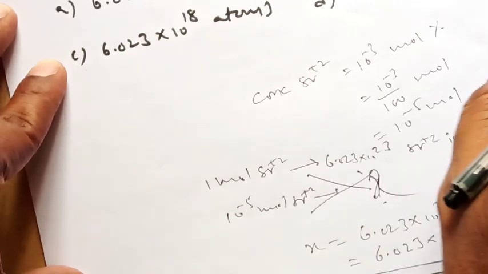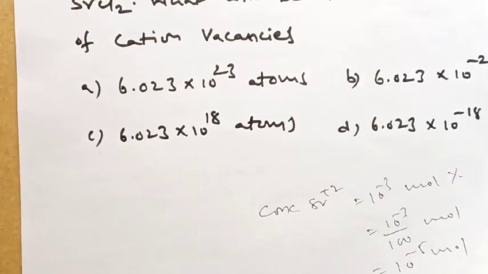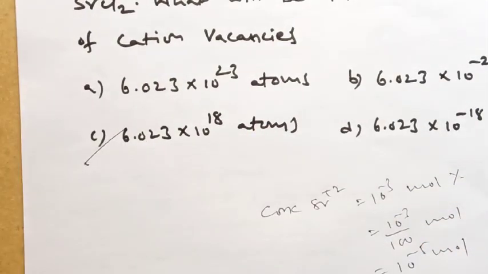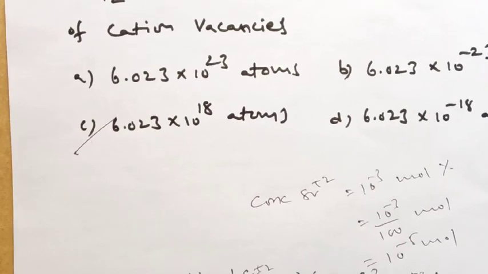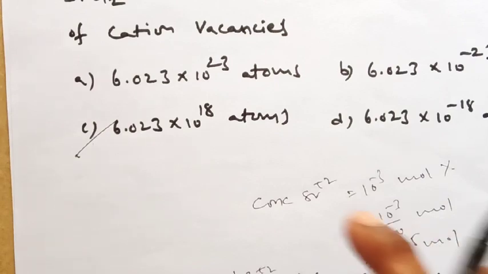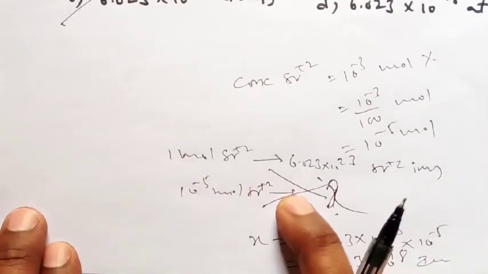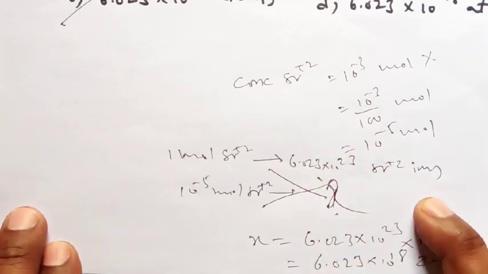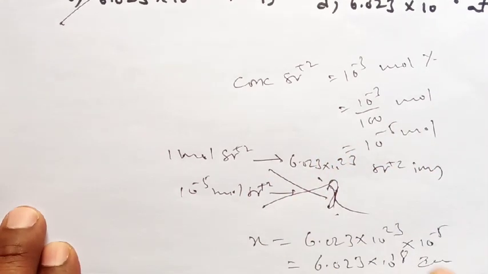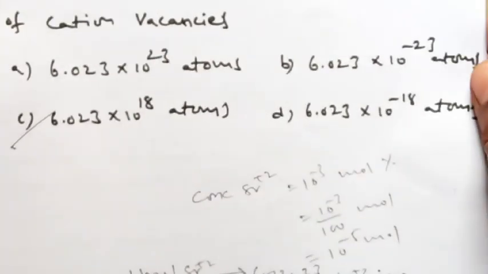Then what is our option here? 6.023 into 10 power 18. So see there. Is it clear? It is a very simple and important model. 10 power minus 3 mole percent, converting into moles. Then what should we do? 1 mole of Sr plus 2 is Avogadro number of Sr plus 2 ions. So these many ions they can occupy. Is it clear? So we shall go to the next question.